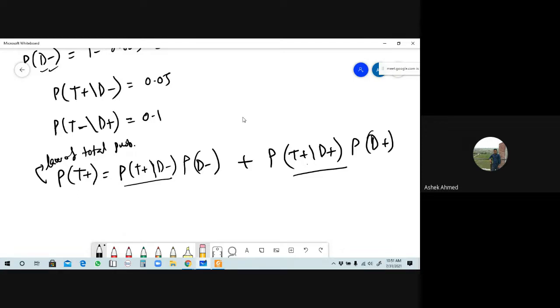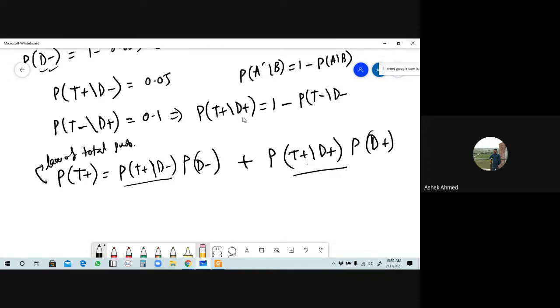But we know that, can you remember about this formula? Probability of A complement given B equals to 1 minus probability of A given B. Is it right? Response me. Yes, sir. Okay. So from here we can say that probability of T plus given D plus will be 1 minus probability of কত হবে T minus given D plus. Is it right? জি স্যার। Okay. If you substitute these values, then this will be 0.9.